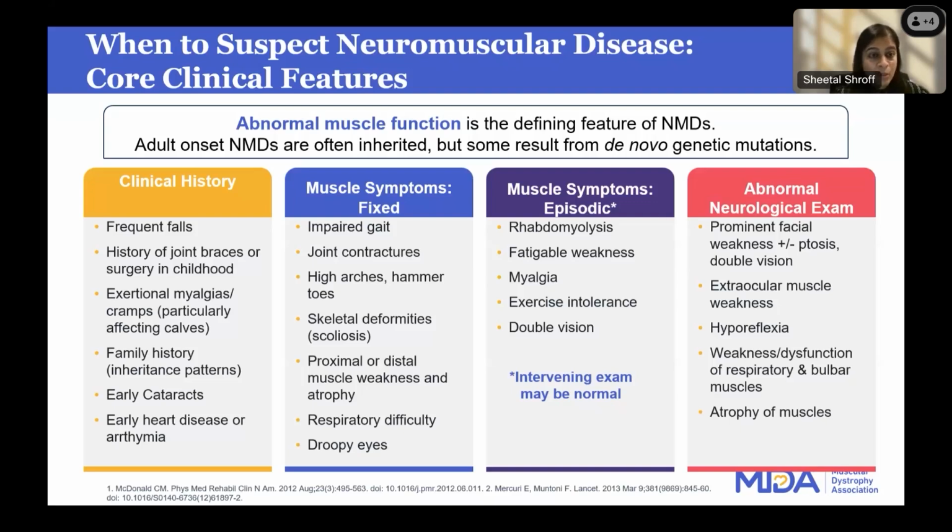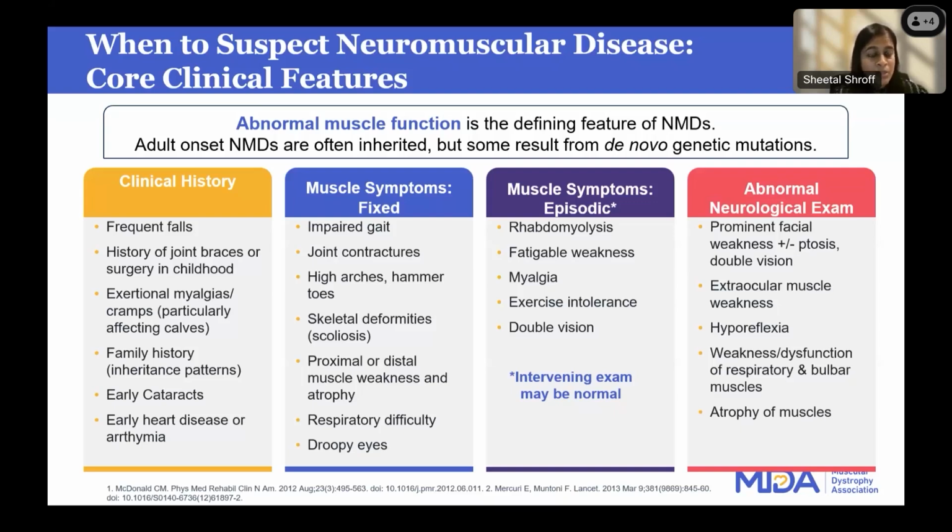Skeletal deformities, scoliosis. Again, this is because of weakness in the paraspinal muscles and the muscles supporting the spine. This can result in scoliosis. Now, proximal or distal muscle weakness, that is the pattern where the muscle weakness is important. And if there is atrophy, shrinking of the muscles, the bulk of the muscles itself, respiratory difficulty, and then droopy eyes, these are all some of the muscle symptoms which can be fixed in these patients.